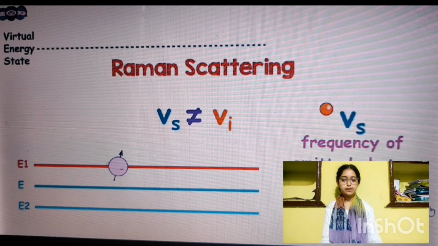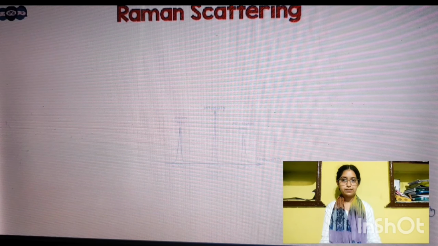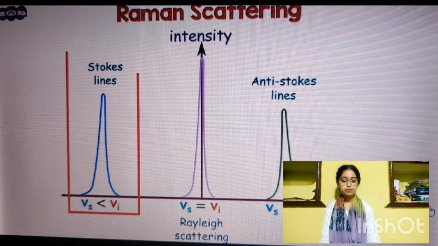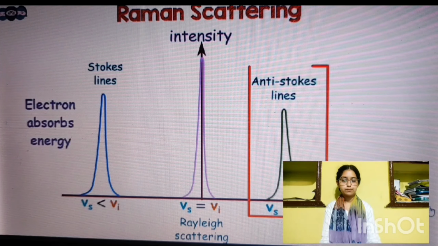So, depending upon the final energy of the electron or final vibrational level of the electron, Raman scattering can be separated into two parts, Stokes and anti-Stokes. So, if νs is less than νi, then the Stokes line appears, where the electron absorbs energy, and if νs is greater than νi, then the anti-Stokes line appears, where the electron emits or loses energy.